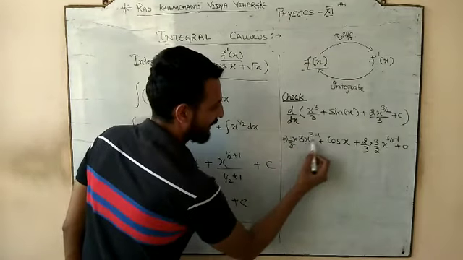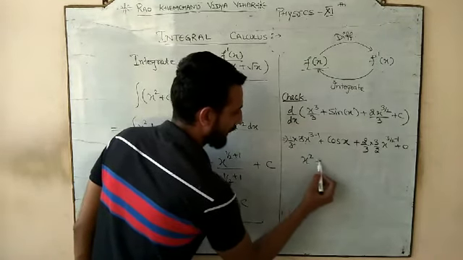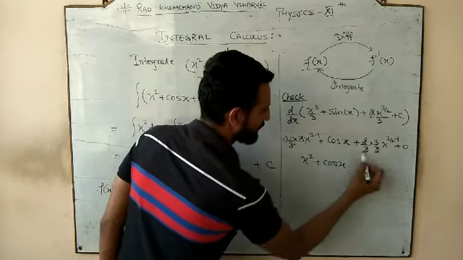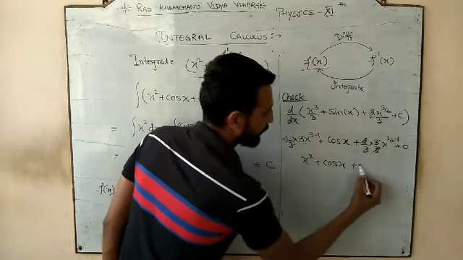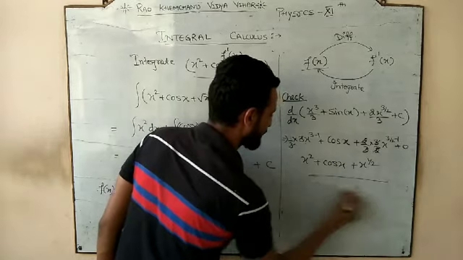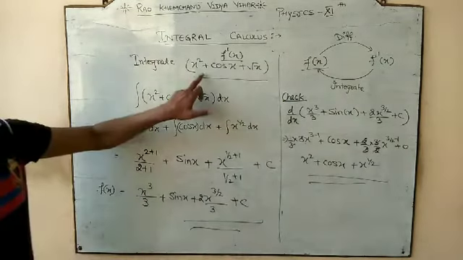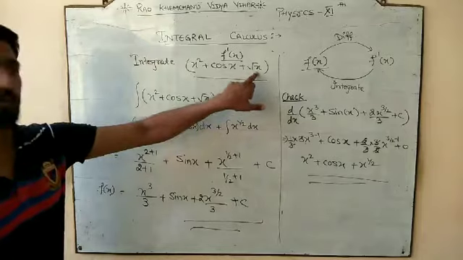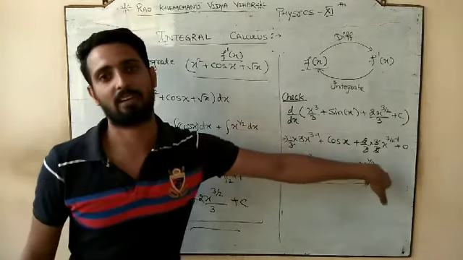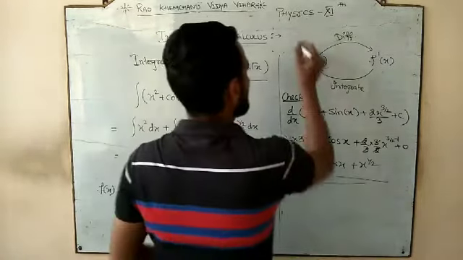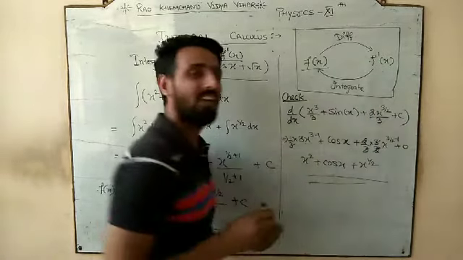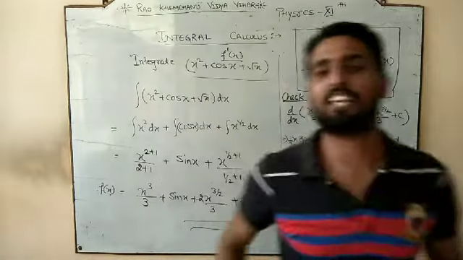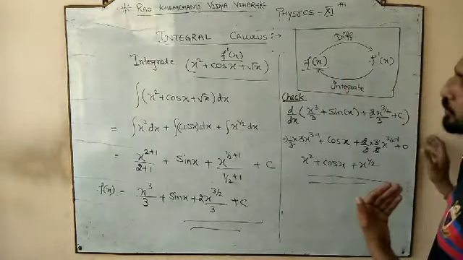Solve this. x power 3 minus 1, x square, plus cos x, plus x power 3 by 2 minus 1, x half, and 0. Check this out: x square plus cos x plus root x. And what is the meaning of root x? x power half. And that shows you how we can check. If you have time and you want to check it, you can check it. That is how we can do that.